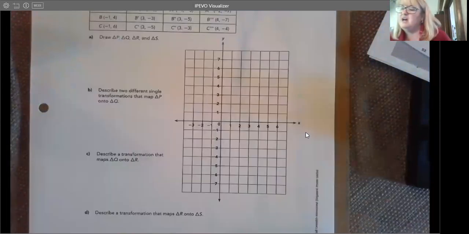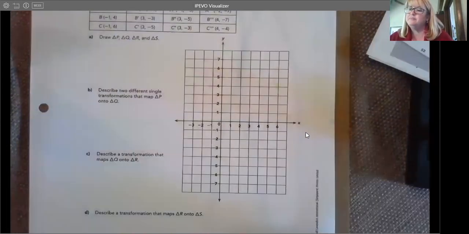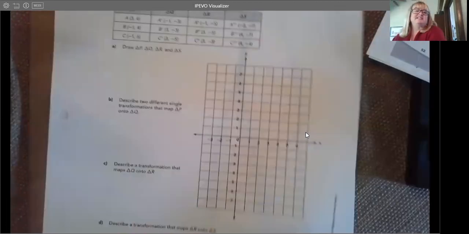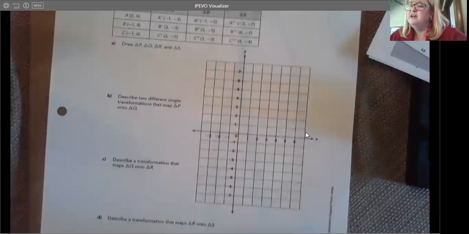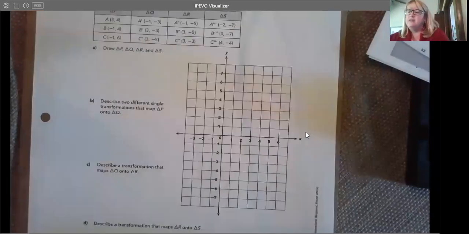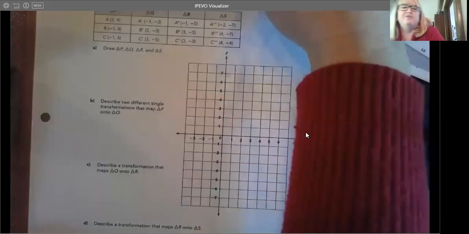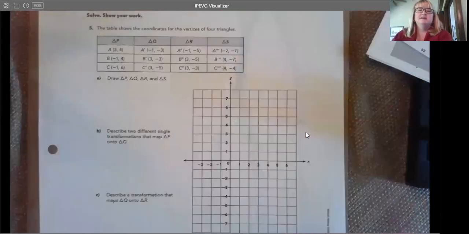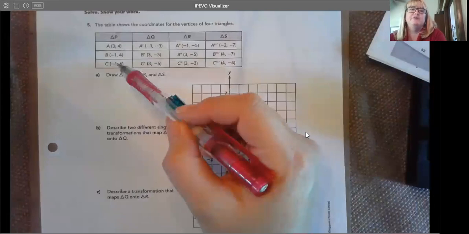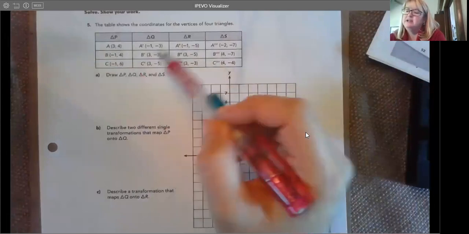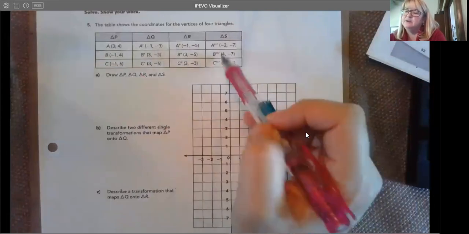All right, 5. Oh, and good news, 6, we're going to omit. So this is our last one, 5. The table shows the coordinates for the vertices of 4 triangles. So triangle P has these coordinates, triangle Q has these coordinates, R has these coordinates, and S has these coordinates.